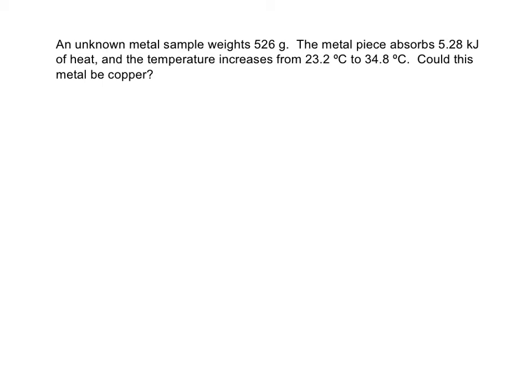Right when they start talking about absorbing heat and changes in temperature, I'm immediately thinking about this equation. And if I remember that the specific heat capacity is a constant for a substance, it's specific to each substance, each has its own specific heat capacity, and that specific heat capacity doesn't change. And so if I can calculate the heat capacity of this unknown metal, I can compare that to the heat capacity of copper and make a determination on whether this could be copper.